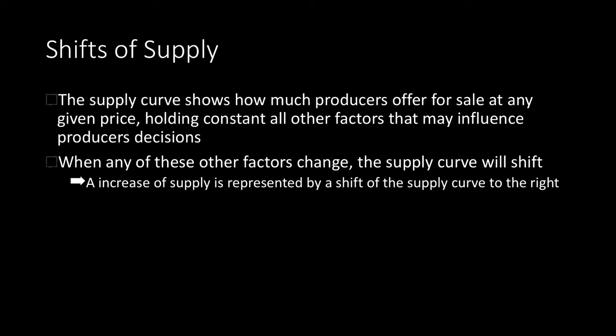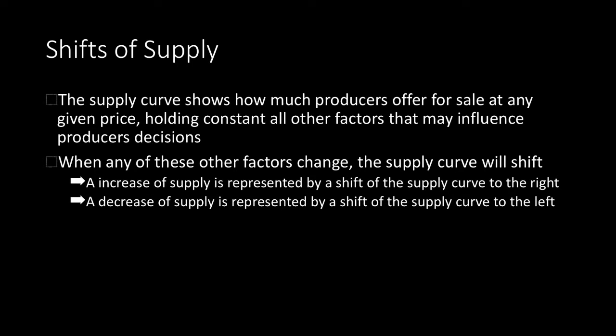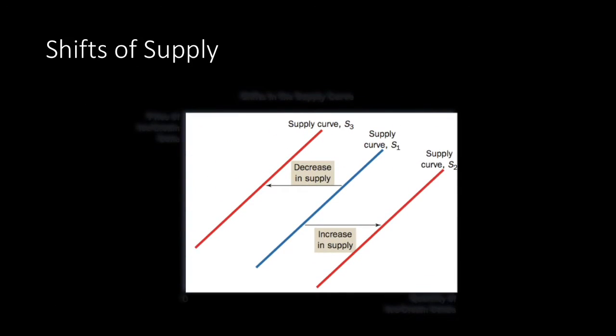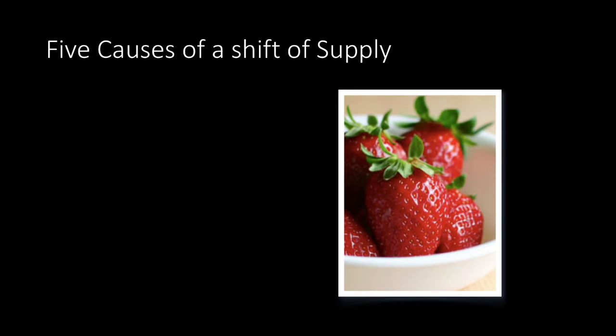An increase of supply, like demand, is going to be a shift to the right. A decrease is going to be a shift to the left. So in an increase, we see the supply curve shifting from S1 to S2. It's moving to the right. And when it's a decrease, we see it shifting from S1 to S3. And the 5 factors that can shift supply can be remembered by the acronym I-10 squared.